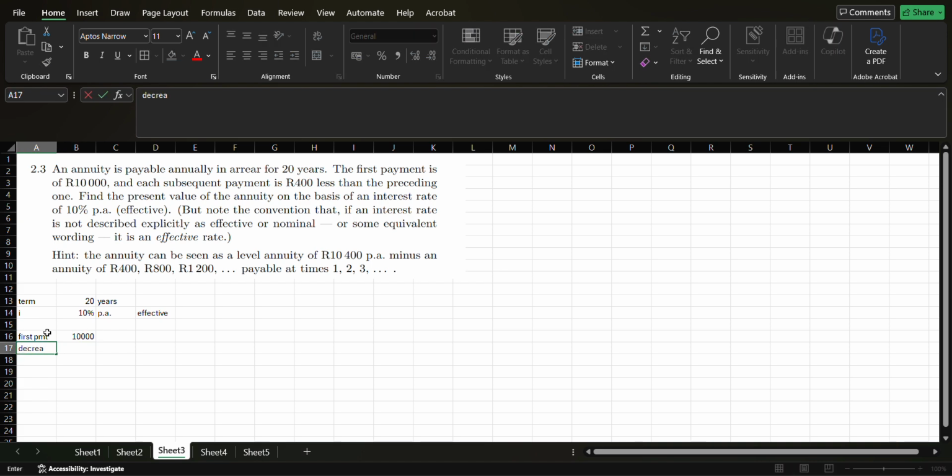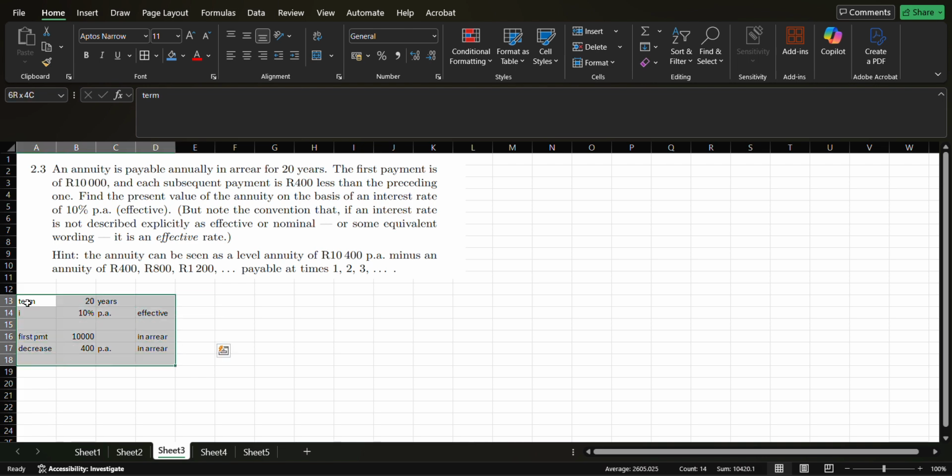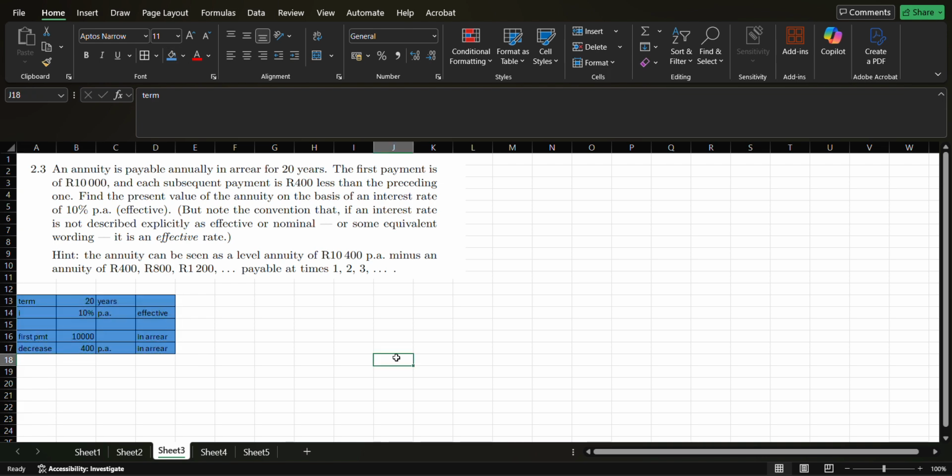and the decrease is going to be 400 per annum. And the payments are made in arrears. So that is our information for this annuity. Okay, cool. Now we're going to model it.